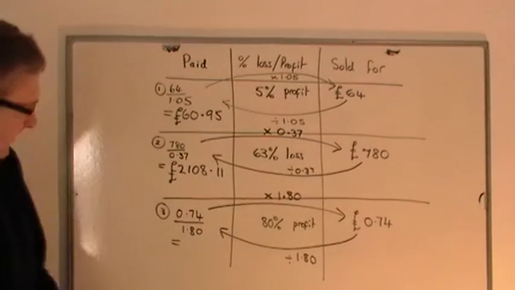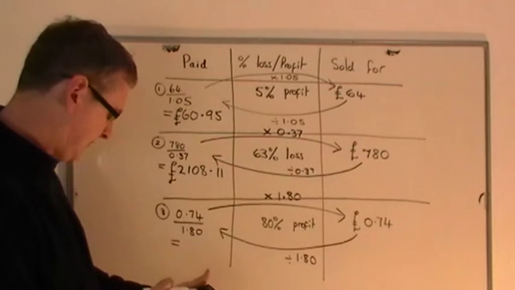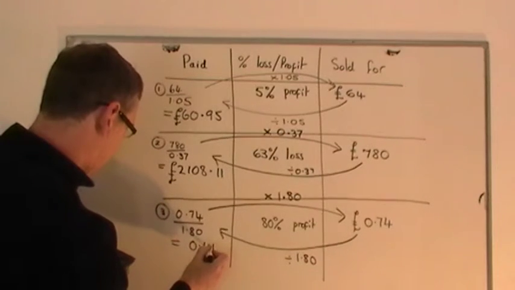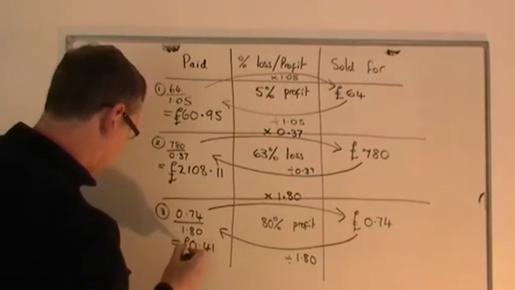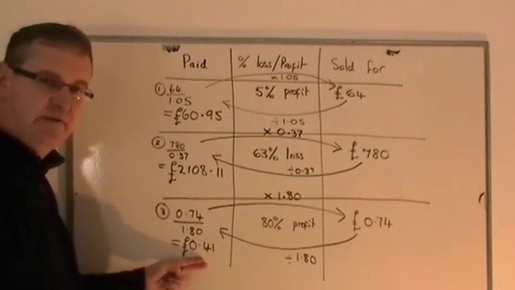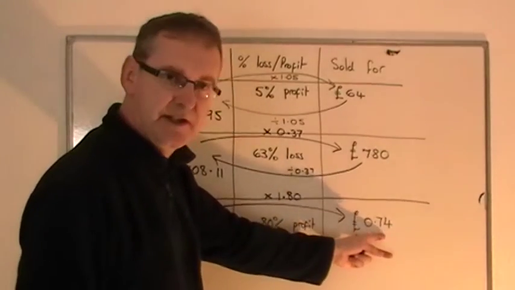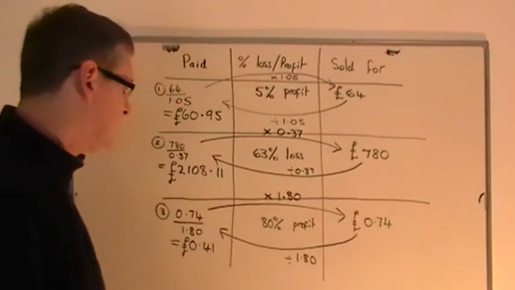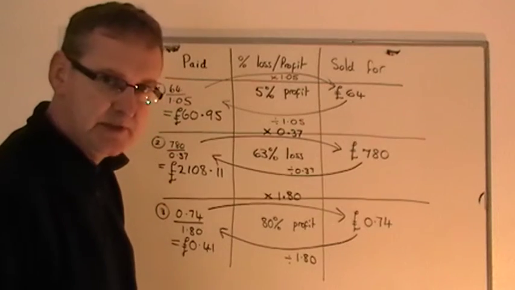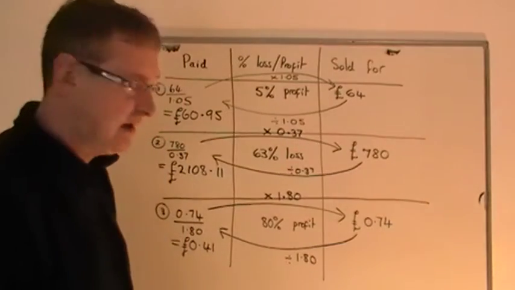So on a calculator, 0.74, and I divide by 1.80 and I get an answer of £0.41 to the nearest penny. There are loads more decimals, but I'm only interested for money to the nearest penny. So there you go. The person would have paid 41p for the item. They get an 80% profit, and they sell it for 74p. Which makes sense, because an 80% profit is a big profit. It is almost doubling the amount of money, 80%. 41p, double it, you get 82p. So you can see that it does make sense.